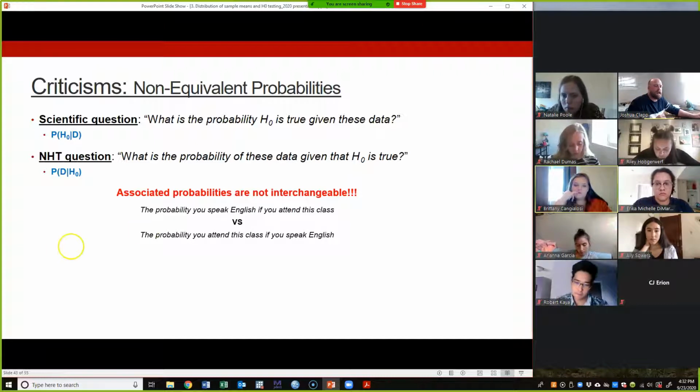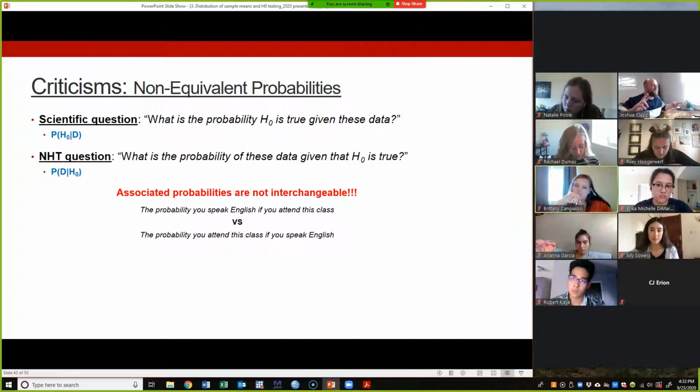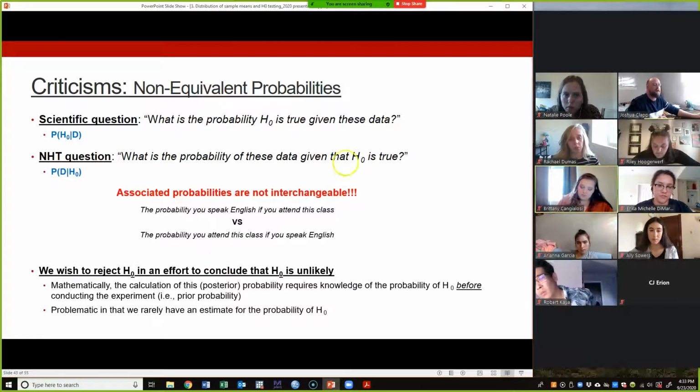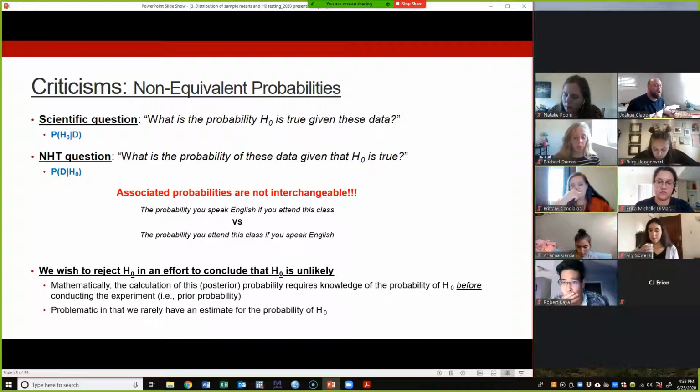We could say, again, the probability that you speak English if you attend this class versus the probability you attend this class if you speak English. These are two very different probabilities. We're just flipping it around, but we're getting wildly different and non-equivalent probabilities. So with the whole null hypothesis testing approach, what we want to do is reject the null to conclude that the null is unlikely.